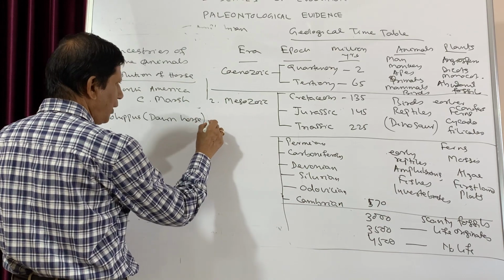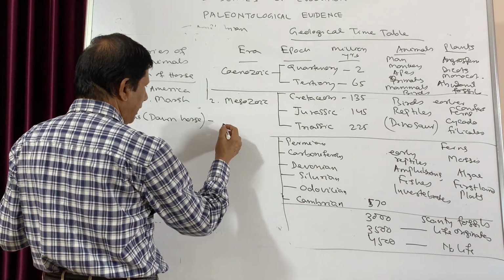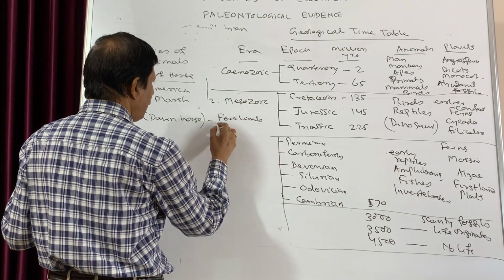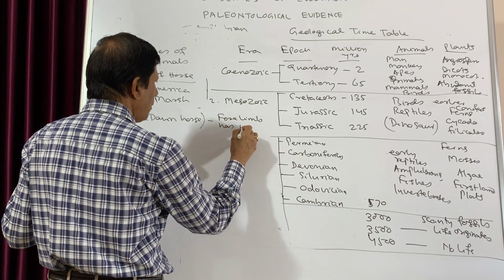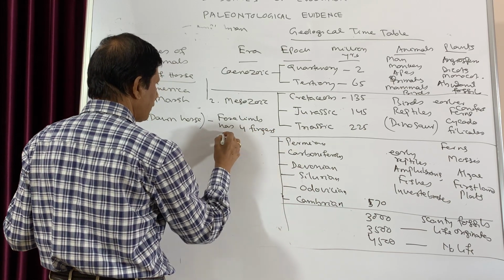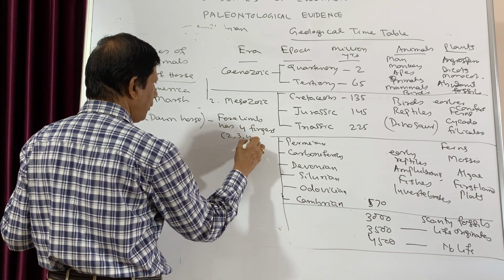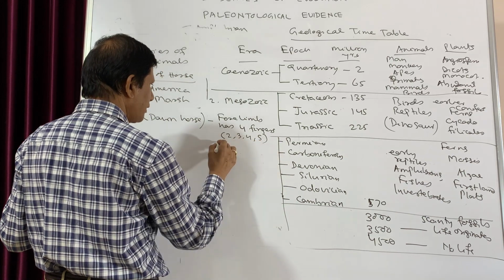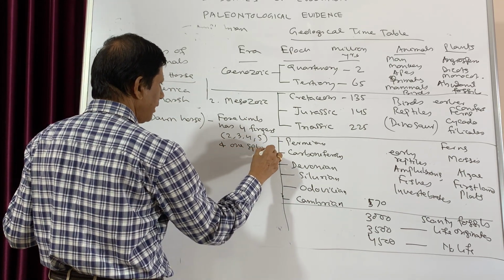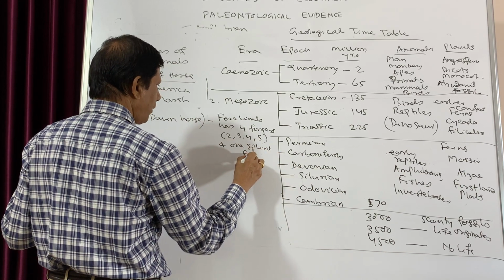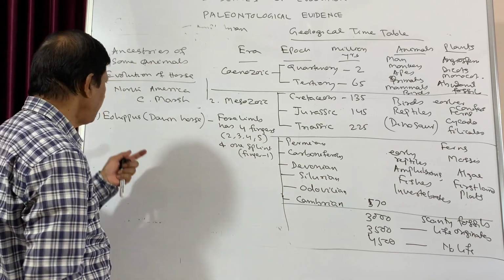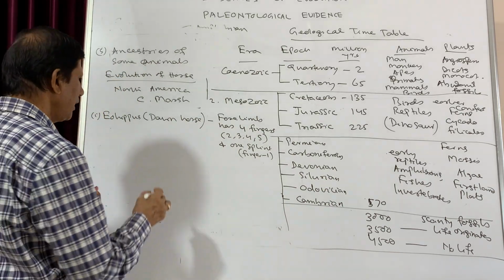Now the dawn horse has four fingers in the forelimb, and one splint. 4 fingers and 1 splint, so this is for finger number 1. This is the earliest horse.